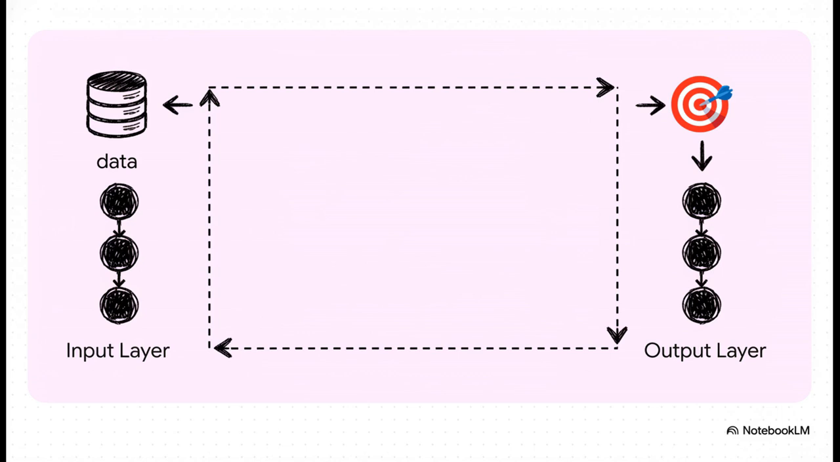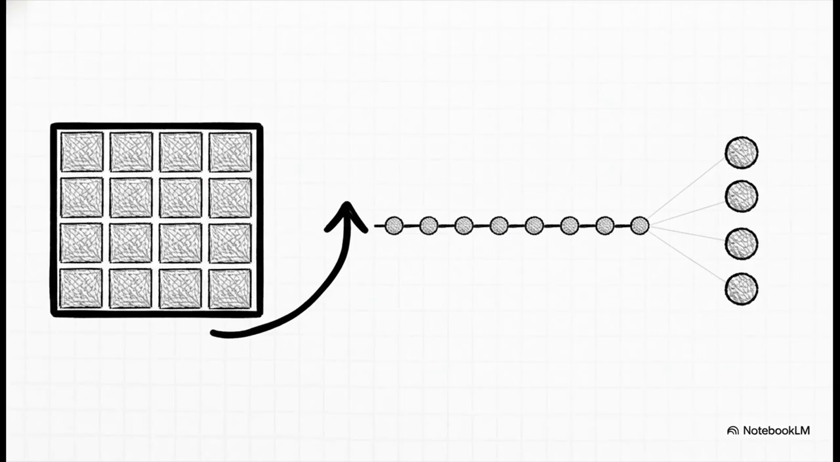Your input layer has to match your data's features. Got 10 features, you need 10 input neurons. Simple. And the output layer has to match your goal. Trying to classify images into 4 categories, you're going to need 4 output neurons. And if you're using a framework like Keras, this is super straightforward. If you have a 28 by 28 pixel image, you just flatten that into 784 inputs. And for that 4-category problem we just talked about, you'd make a dense output layer with exactly 4 neurons.